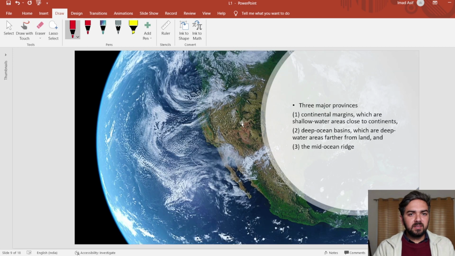Okay, so this is it for today's video, and in the next video I would start with the features that we find in different oceanic regions. For example, we have continental margins, shallow water areas, then we have deep ocean basins, then we have mid-oceanic ridges. Whatever features we encounter here, I would talk about in subsequent videos. Maybe I would break it down into different videos.